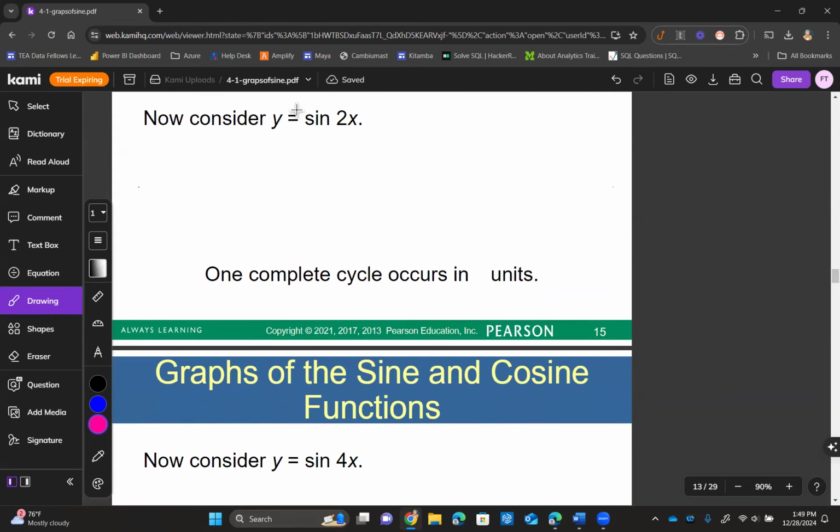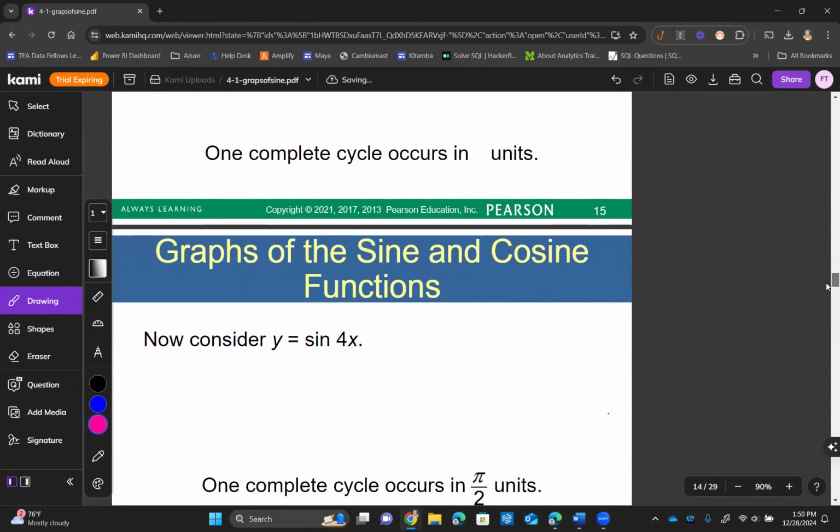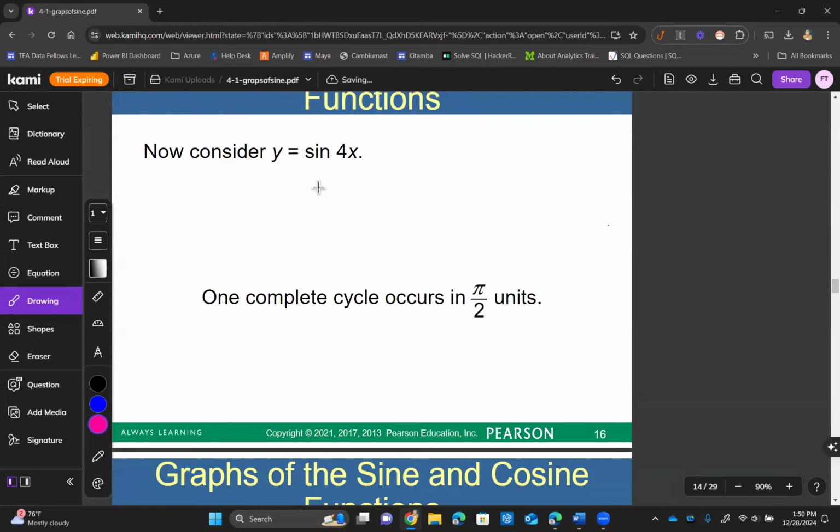Now, if the 2 is not here at the beginning, but if the 2 is before the x, this means it's actually called horizontal stretch or compression. If the 2 is not affecting the y values, but is next to x, that's going to change your period. So for example, the graph like y equals sine of 4x is going to change your period. So I would like to show you something for y equals sine of x.